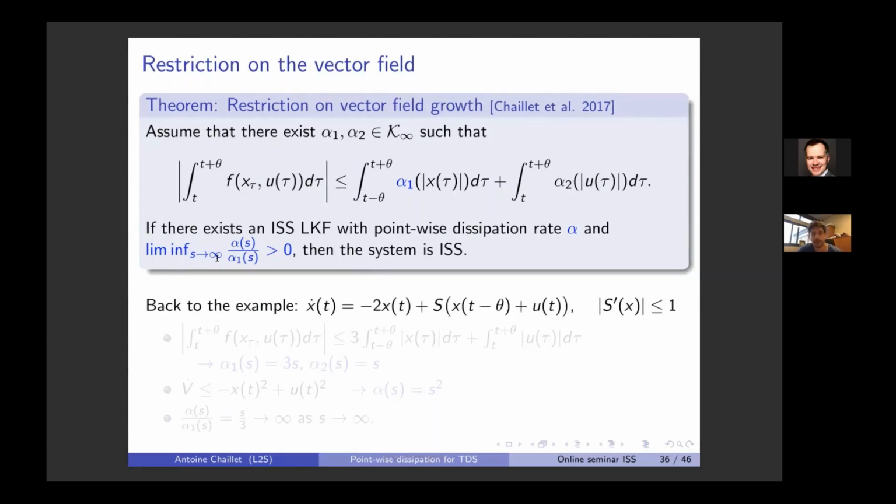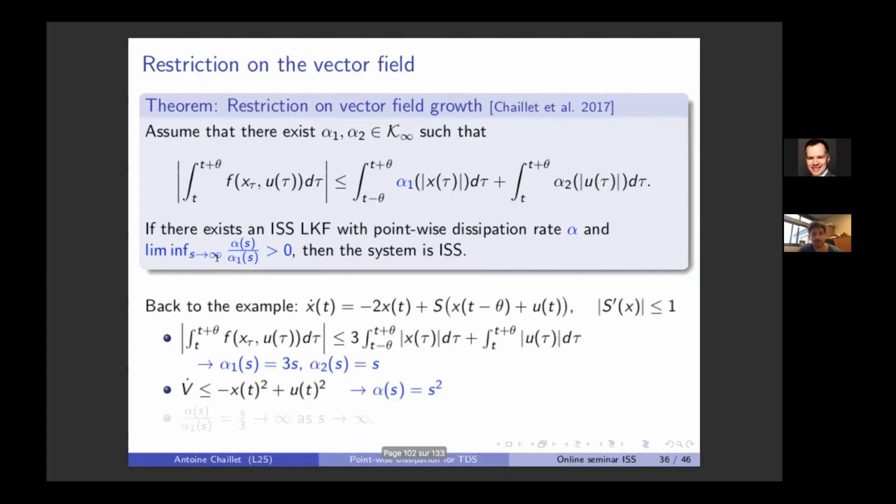Very quickly, that's to show you that this works for the system we have in mind, because the integral of the vector field is like this, and so I get alpha1 equals 3s, and the dissipation rate was s squared. So when I do alpha over alpha1, I get s over 3, and this indeed does not vanish at infinity. So I'm fine, I get iISS.